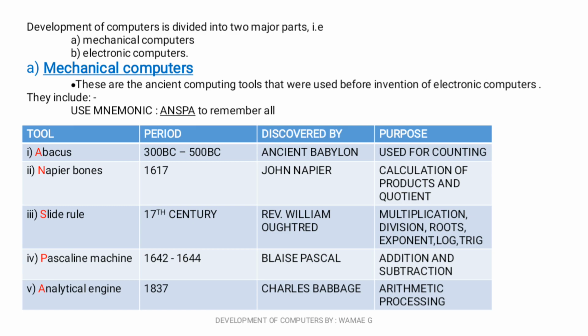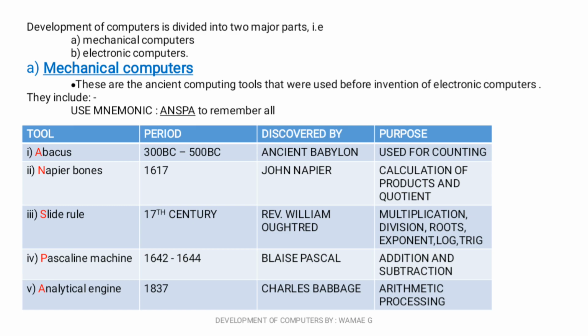Then later, a slide rule was invented in the 17th century by Reverend William Oughtred. The purpose for slide rule was multiplication, division, finding the roots, the exponential, logarithm, trigonometry. It had quite a lot.